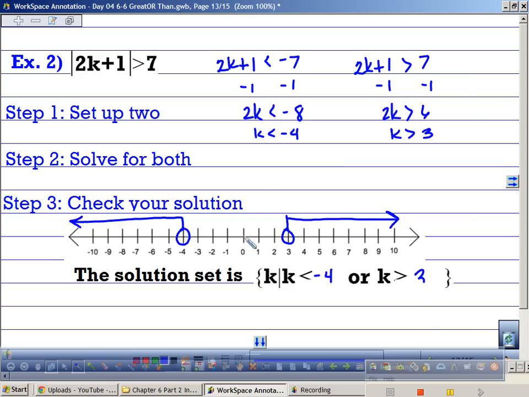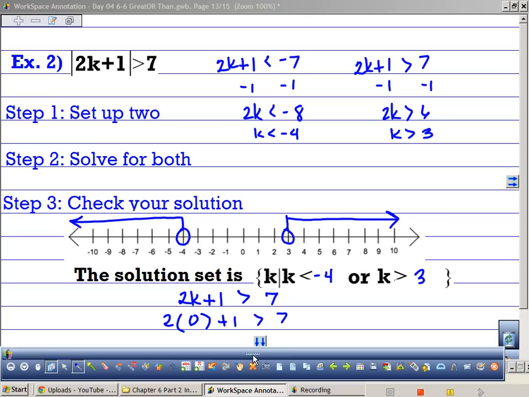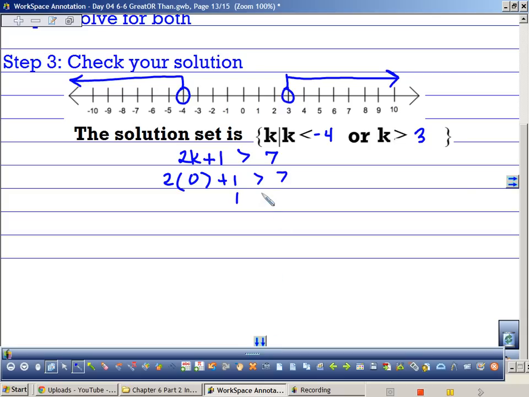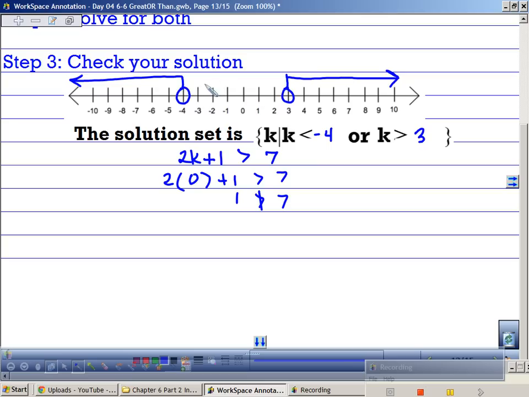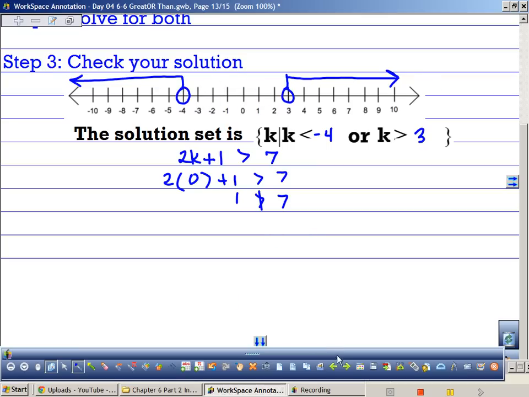And let's stick 0 in there and make sure that it does not work in here. I'm going to say 2k plus 1 is greater than 7. 2k plus 1 has to be larger than 7. If k was 0, I would get 2 times 0 is 0. I would get 1 is greater than 7. And that's not true. So none of these values in here would work, and we graphed this correctly.